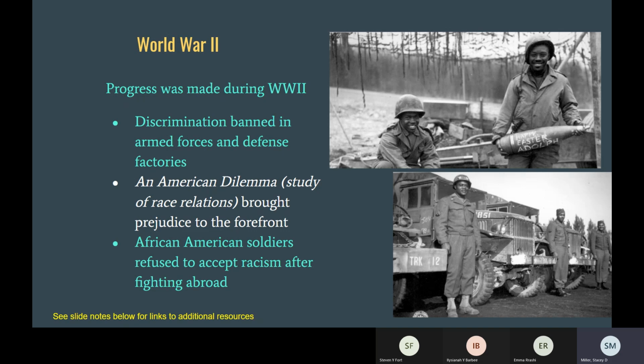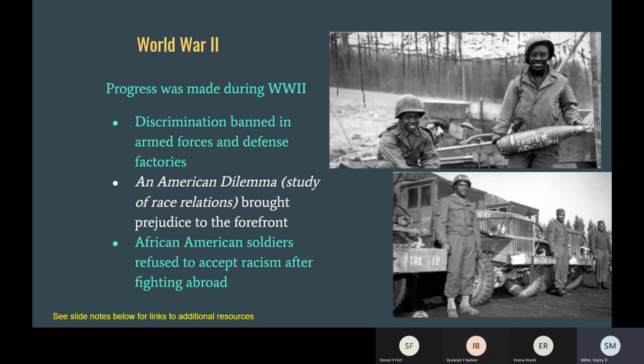We also have World War II. We did talk about this a little bit, I think, with Vietnam and maybe the Korean War and seeing some integrated troops. Progress is made during World War II, and that is kind of the nature of a lot of these things over time. Progress is made. Discrimination is banned in armed forces and defense factories. With that, though, you have to understand that even though these things are banned and basically become illegal, that doesn't mean, obviously, that racism and discrimination go away.